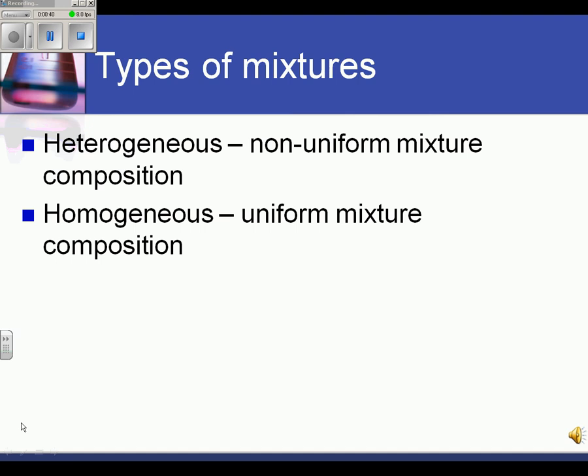We also have homogeneous mixtures. Those are uniform mixture composition. So you're not going to be able to see the different parts. And that would be like sugar water. You couldn't pick out the sugar molecules from the water molecules. Homogeneous mixtures, that's a uniform mixture composition, and that means you're not going to be able to see the different parts. They're going to look the same.